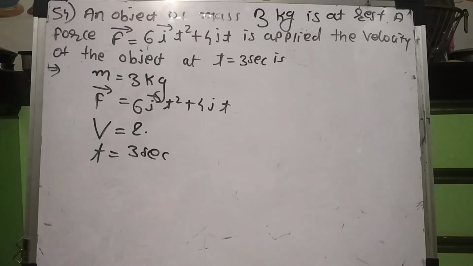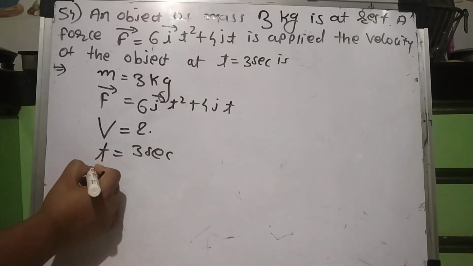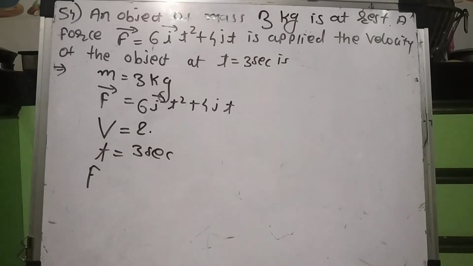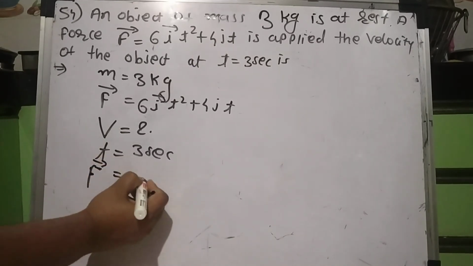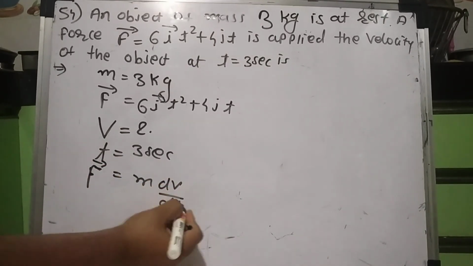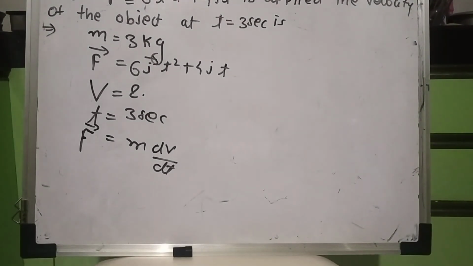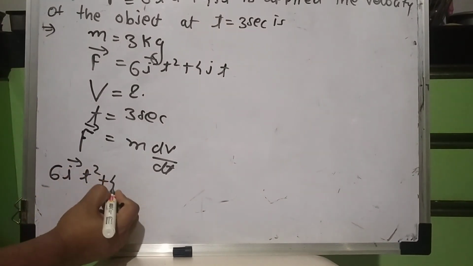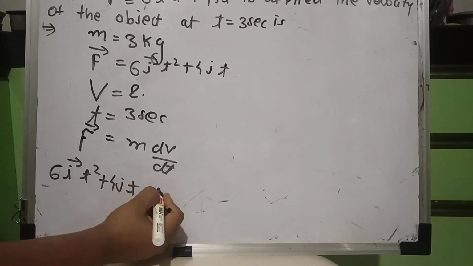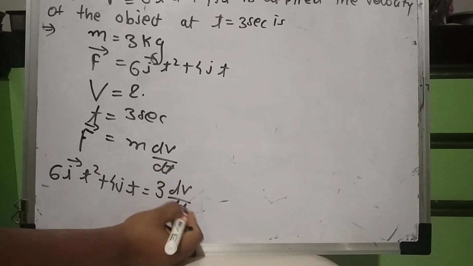When the mass and the force are given, simple: select a formula which has the parameters velocity, force and mass. For that purpose, vector F = m dv by dt. Vector F is equal to how much? Vector F = 6i t square plus 4j t, equal to, mass is 3 kg, 3 into dv divided by dt.